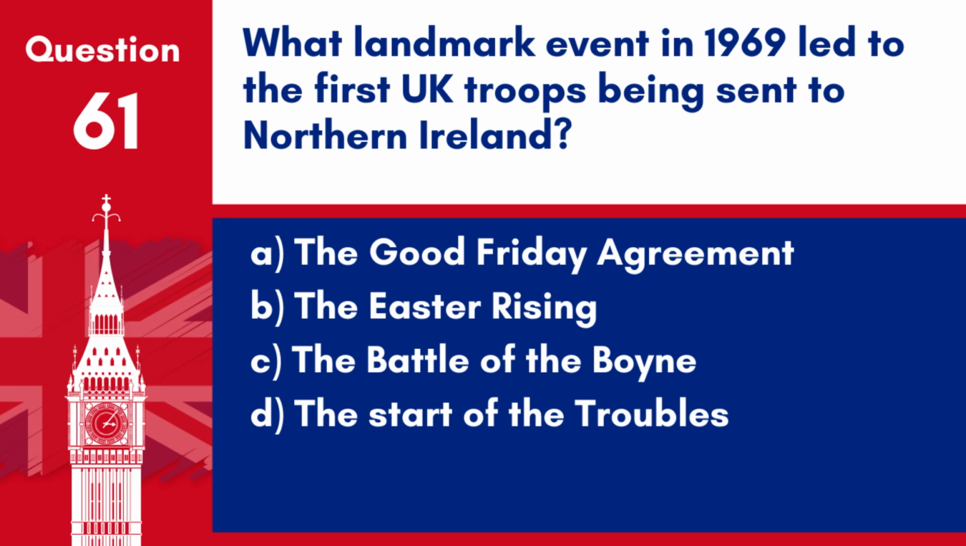Question 61. What landmark event in 1969 led to the first UK troops being sent to Northern Ireland? A. The Good Friday Agreement. B. The Easter Rising. C. The Battle of the Boyne. D. The start of the Troubles. Answer: D. The start of the Troubles. The start of the Troubles in 1969 led to the first UK troops being sent to Northern Ireland, marking the beginning of a prolonged period of conflict.